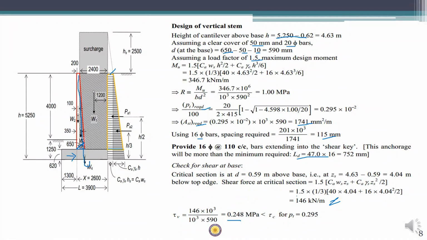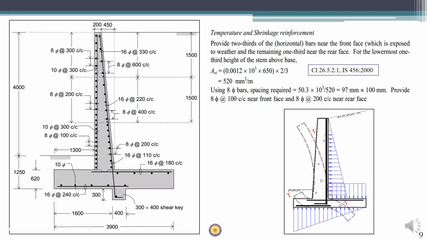Another thing to design is the temperature and shrinkage reinforcement. The important thing to note is that more temperature and shrinkage cracking would happen in the face which is subjected to temperature changes and weathering. So the outer face is given 2/3 of the total temperature distribution, and the inner side is given 1/3 of the total temperature distribution. So these temperature and shrinkage reinforcements are nothing but these horizontal bars shown here as dots.